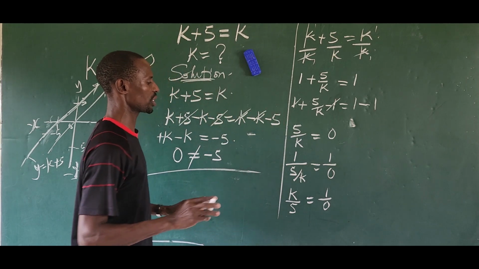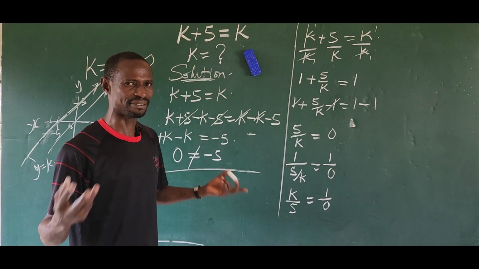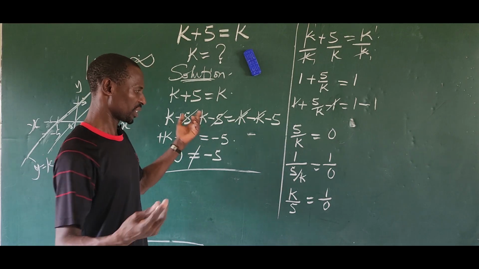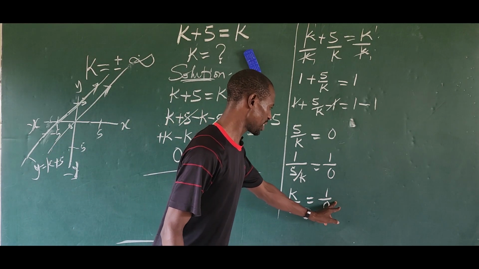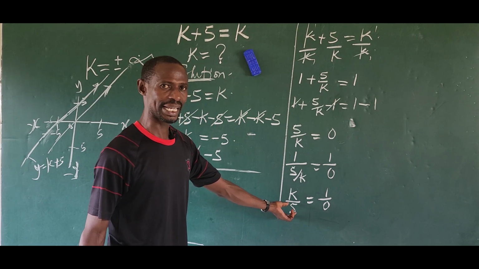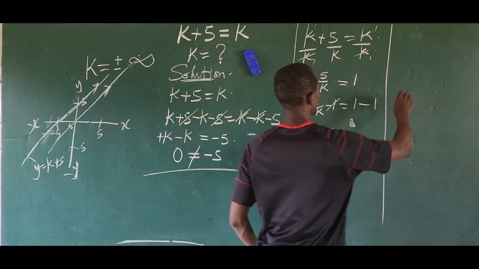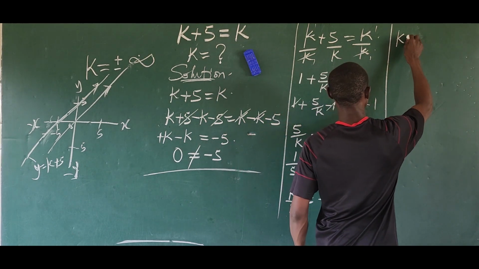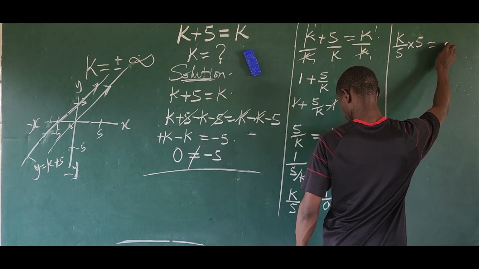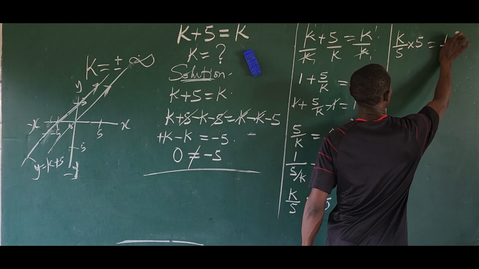Then the question is, what is 1 all over 0? 1 all over 0 is undefined, right? 1 all over 0 is undefined. But let's go on here. But since this one is undefined, we are looking for k, so we have to eliminate this. So we multiply through by 5. So this is going to give us our k all over 5 times 5 is equal to our 1 all over 0.